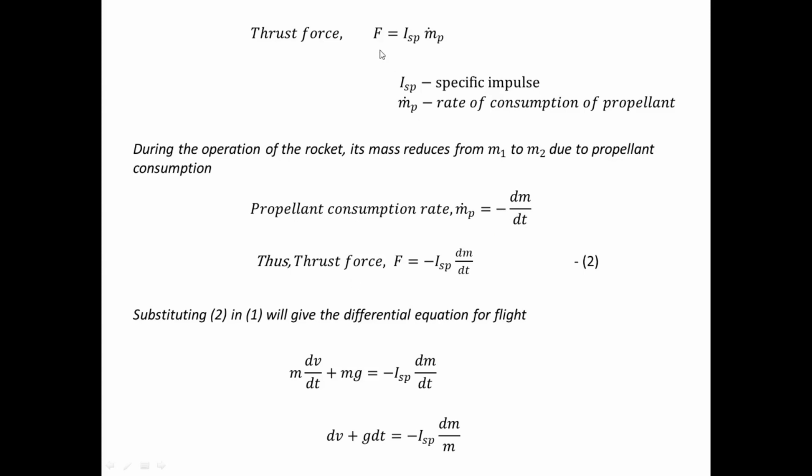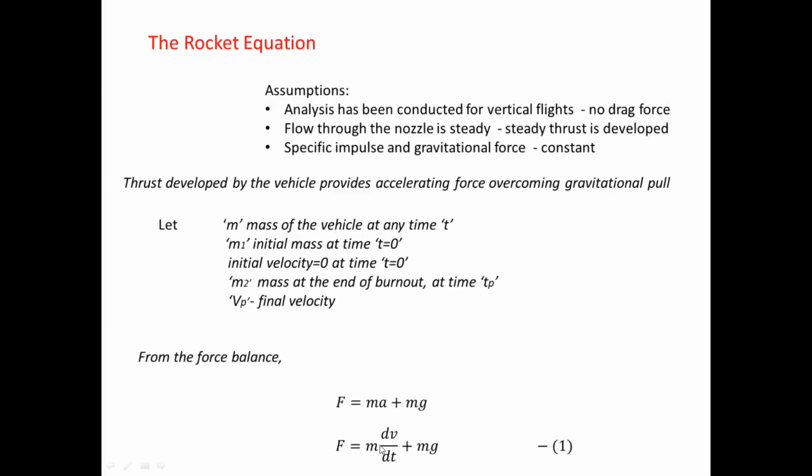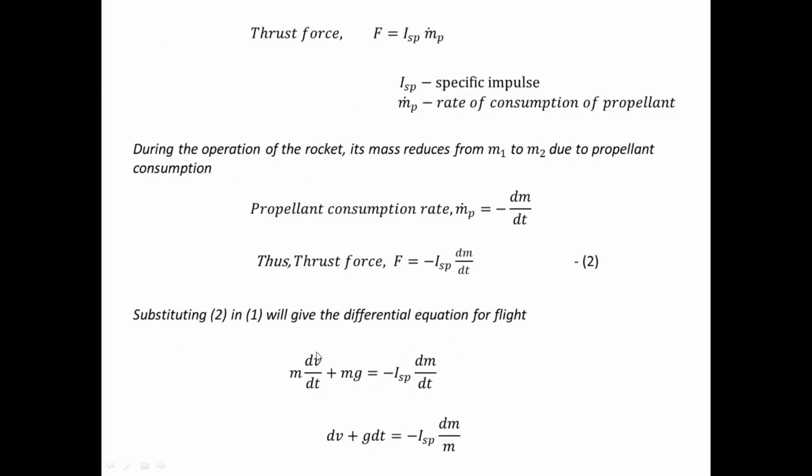So if you substitute this value, the thrust force F is equal to minus Isp into dm by dt. This value for F is given in the first expression, which we had seen. So m dv by dt plus mg will be equal to minus Isp into dm by dt. This is going to be written in differential form. If you multiply the entire equation by dt by m, the first term will be dv itself, the m will get cancelled, g into dt will be equal to minus Isp into dm by m.